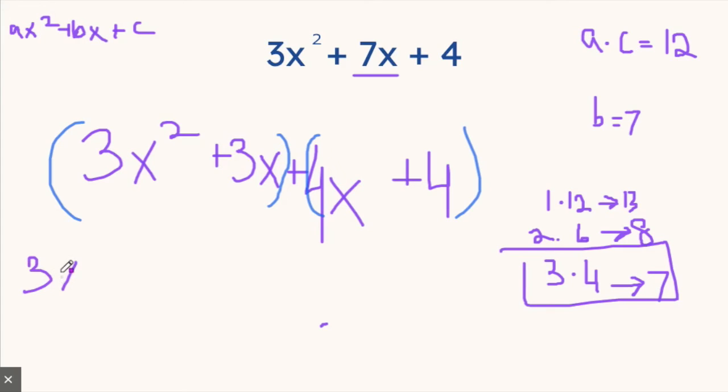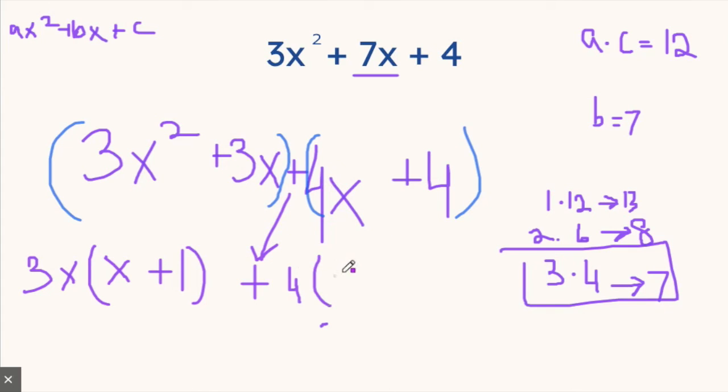When I take 3x out, 3x squared divided by 3x is going to be x, plus 3x divided by 3x is just going to be 1. So this is the first one factored. Let's put the plus in, we're just carrying it down. And this factored, the only thing I can take out is 4. When I take 4 out, 4x divided by 4 is going to be x, plus 4 divided by 4 is going to be 1.